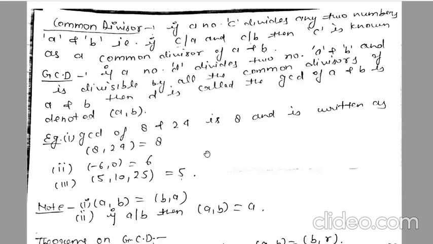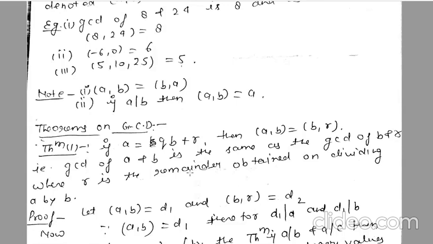So there is an example, and you will understand better by this example. GCD of 8 and 24 is 8 and is written as (8, 24) = 8. As we know, 8 divides 8 and 8 divides 24. That means 8 is the number dividing both of these numbers. So GCD will be 8. For 6 and 0, 6 divides 6 and 6 divides 0. So GCD will be 6. For 5, 10, 25, 5 divides 5, 5 divides 10, 5 divides 25. So 5 will be GCD.